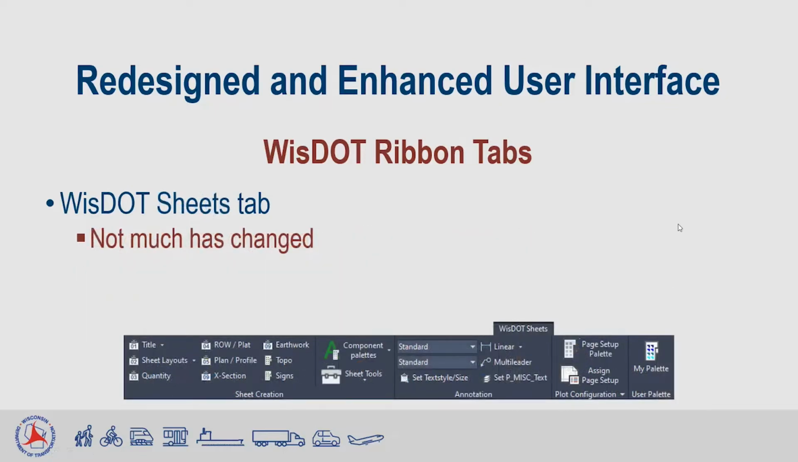And then finally, we have the WisDOT Sheets tab. This is a tab that we had before, and it's mostly unchanged. The sheet creation panel gives you quick access to various sheet building palettes. So for instance, if I'm doing a title sheet, I'd go to that title drop down and find the appropriate palette that gives me all the tools and necessary items that I need for creating a WisDOT title sheet.